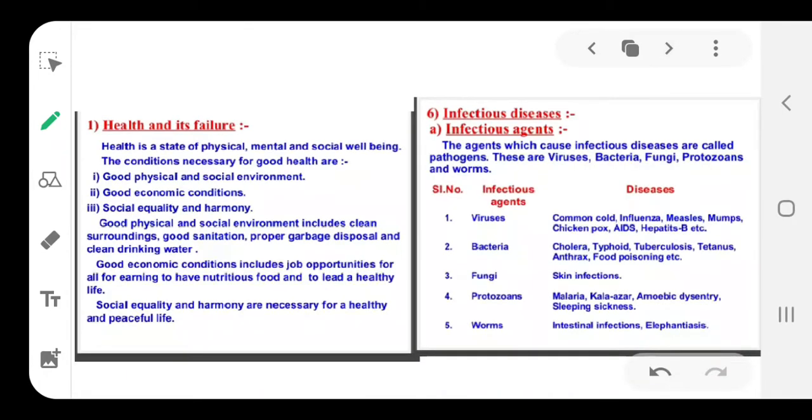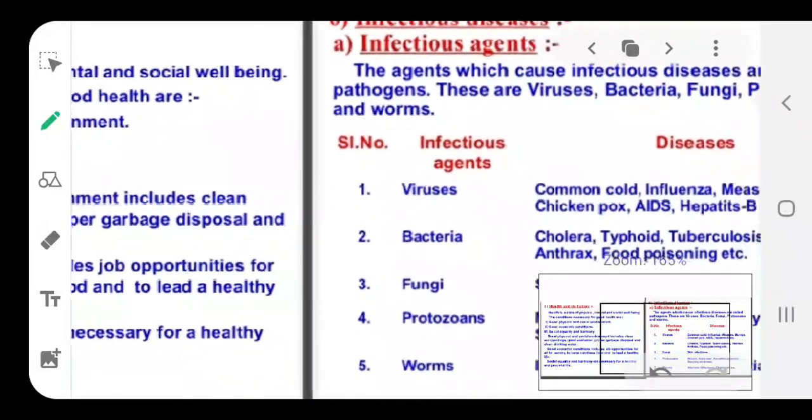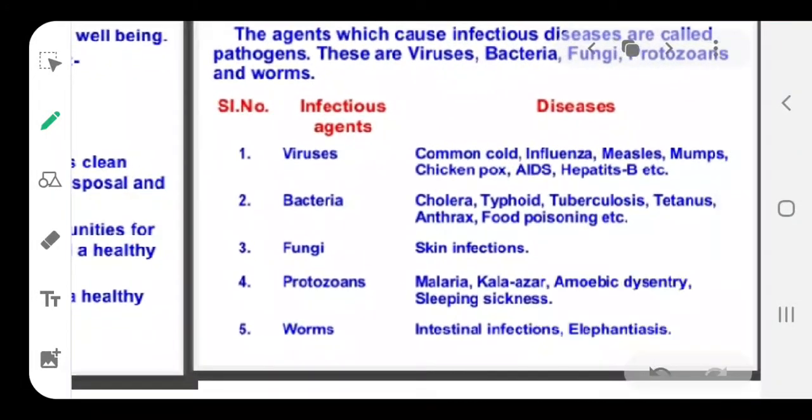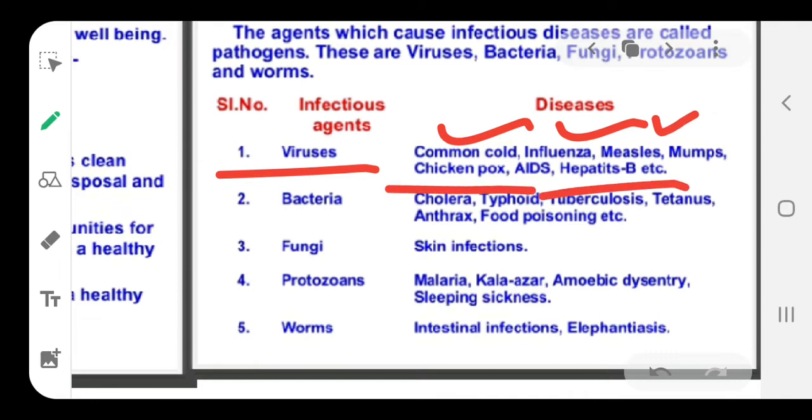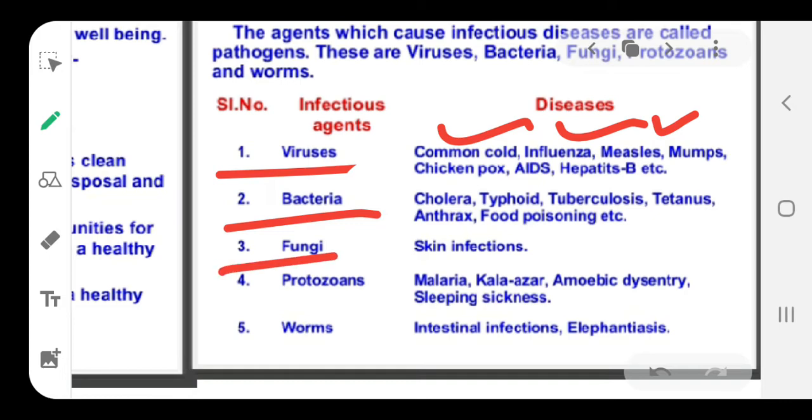Now, here is the thing that I have told you before also, what are the diseases caused by these microbes. We have told you about the viruses, underline all these names: common cold, influenza, measles, mumps, chickenpox, AIDS, and check out the new name, hepatitis. These names should be known because we do ask you for examples. Then bacteria we already covered, and fungi, which cause skin infections.